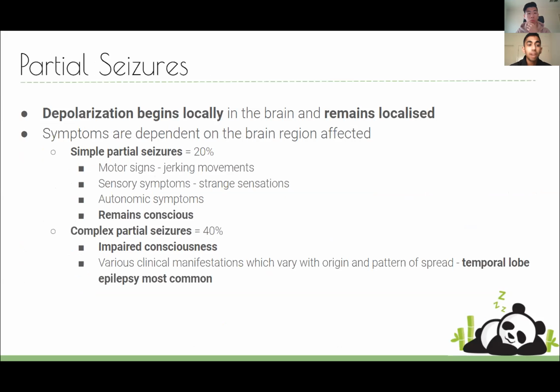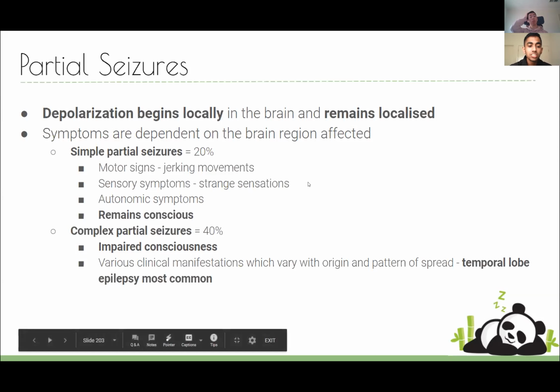Cool. All right, so we'll talk about the different types of seizures and how we treat them. So we'll start off with partial seizures. As we were talking about before, seizures happen when we have abnormal neuronal firing in the brain. Partial seizures happen when they start locally in one part of the brain and they stay in that part of the brain. They don't go anywhere else. That firing isn't traveling or spreading anywhere else throughout the brain.